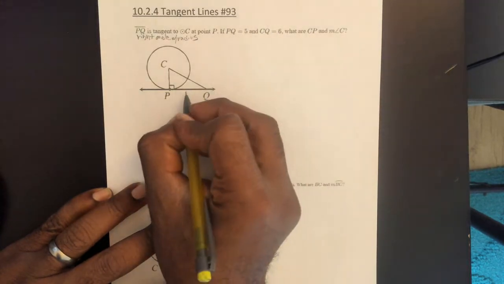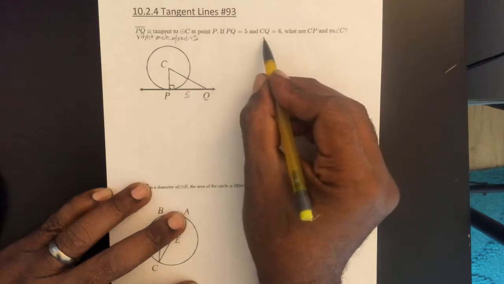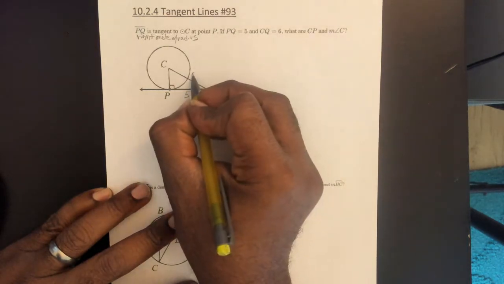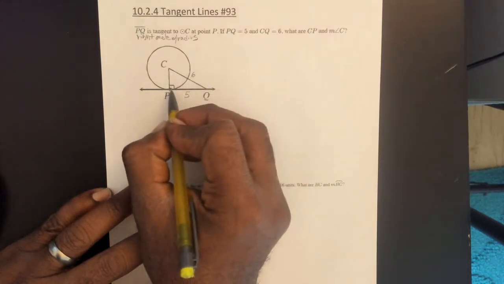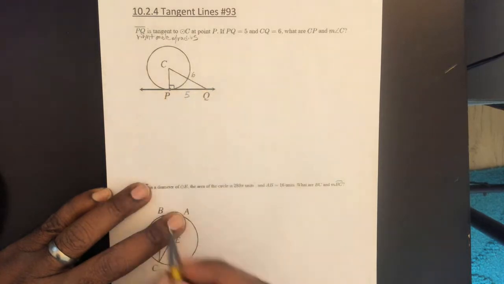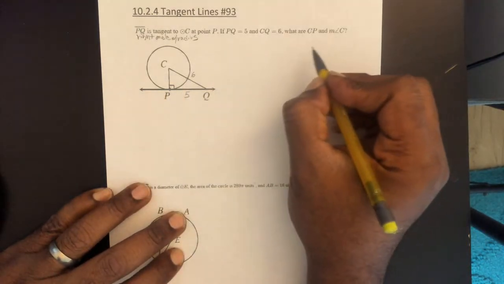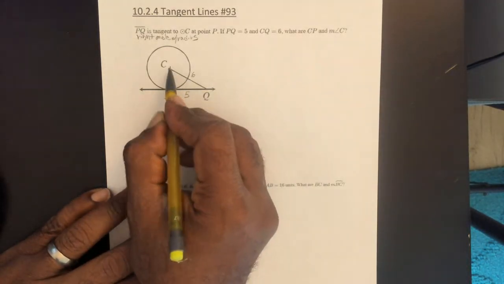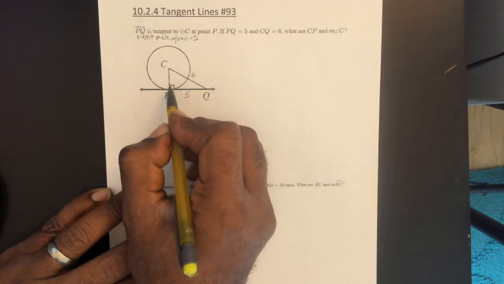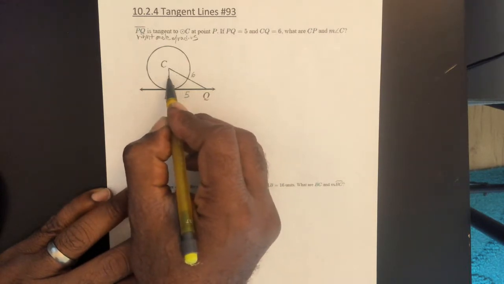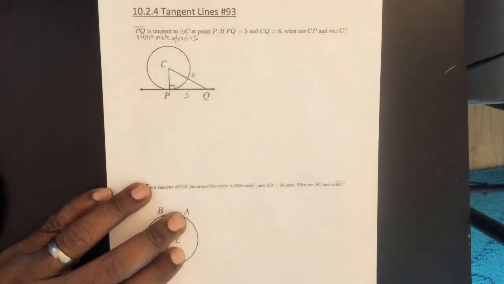PQ is 5, so we know that this distance here is 5. CQ is 6. We know that this whole distance is 6, and by the way, that's the hypotenuse of this right triangle. All right, we're going to find two things. We want to find CP, this radius of the circle, and then we also want to find this angle C, this central angle between these two radii right there.